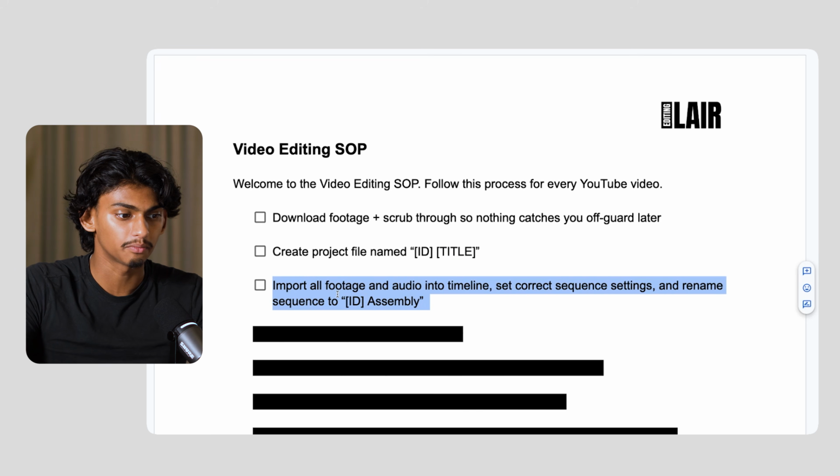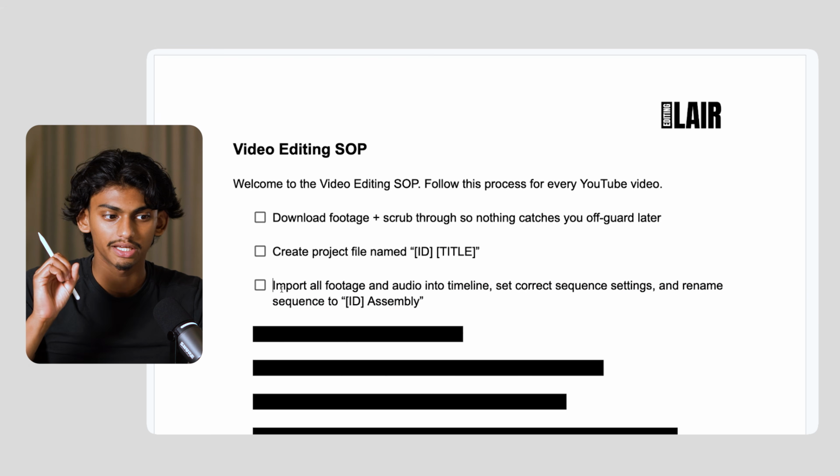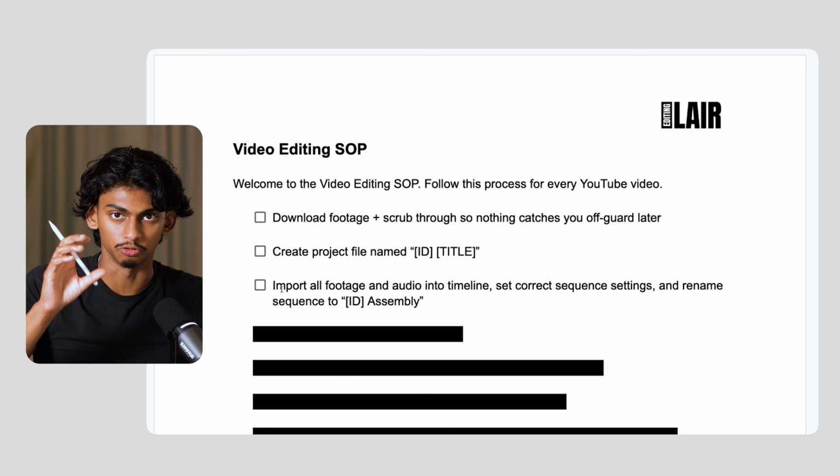The next step, once you've created the project file, is we're going to import all the footage and the audio into a timeline, set the correct sequence settings, and rename the sequence to ID assembly. Now there's 3 parts to that, so let me go through them one at a time.